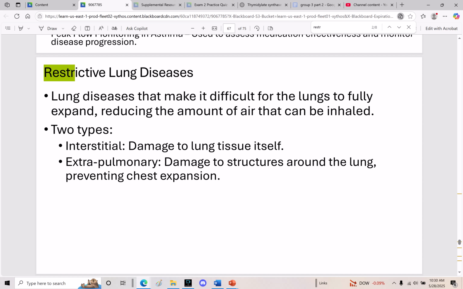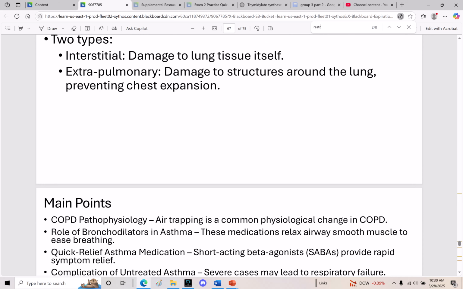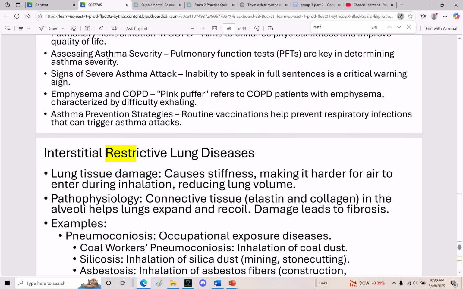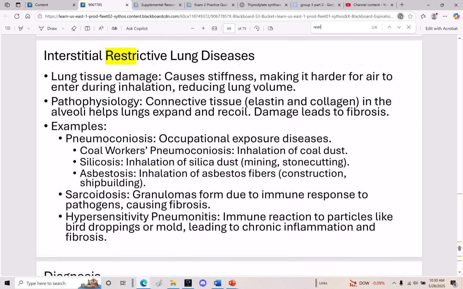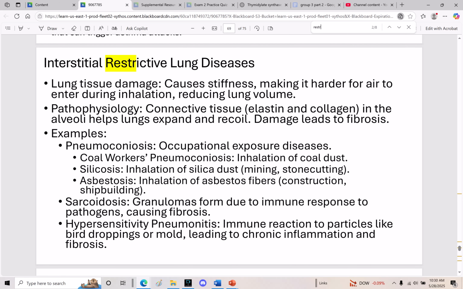Now, hypersensitivity pneumonitis, or inflammation of the lungs. By the way, pneumonia is basically you're talking about, or pneumonitis, inflammation of the parenchyma, of the lung itself, right? So immune reaction for particles like bird droppings or mold, leading to chronic inflammation and fibrosis.